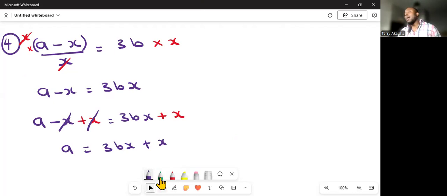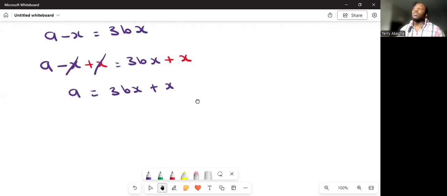Now, the reason why I had to do it is because I needed all the X together on one side, okay? Because it's going to be very difficult for you to make X the subject when you have it on both sides. So you can see now I have my 3BX and my X together on one side.